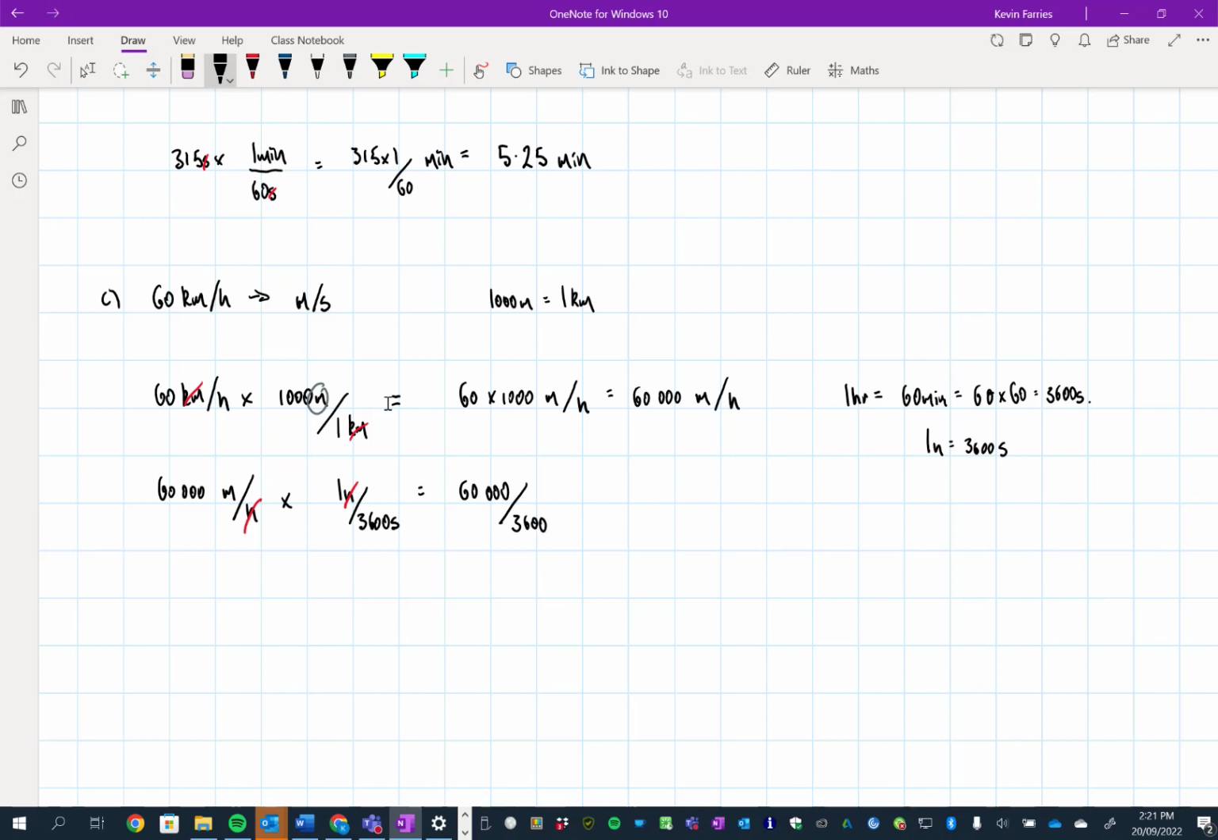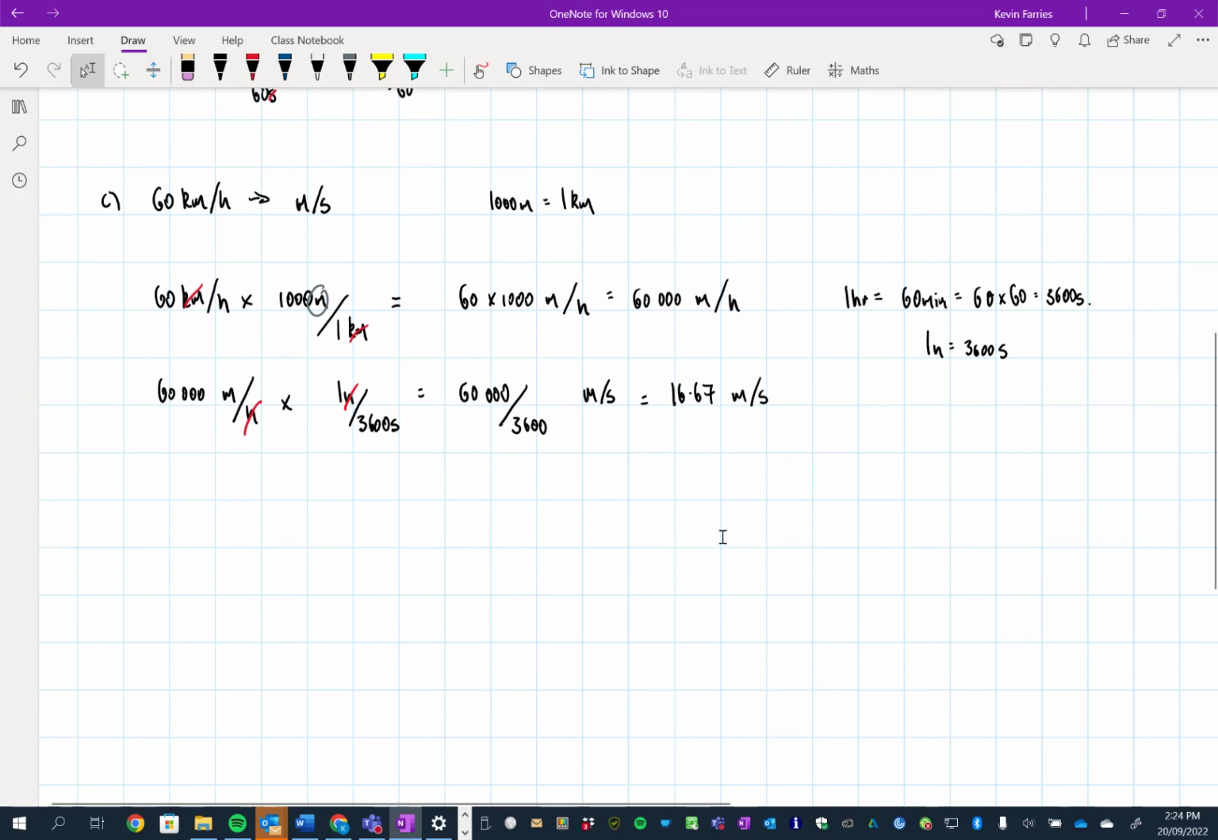And we've got meters up here, seconds down here. So it's going to be changed to meters per second, which is going to be equal to 600 divided by 36, whatever that ends up as, 50 or something like that. Let me just have a look. 60,000 divided by 3,600 is equal to 16. Interesting. Yeah, that makes sense. 16.67 meters per second.